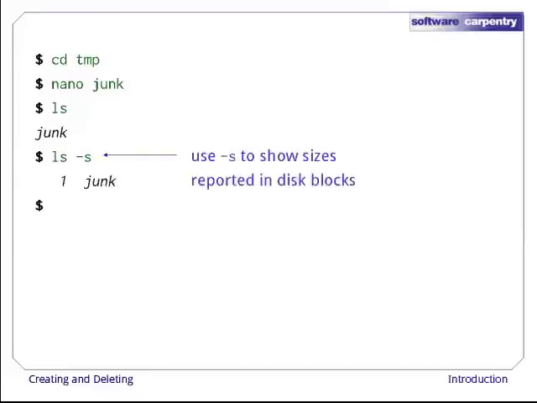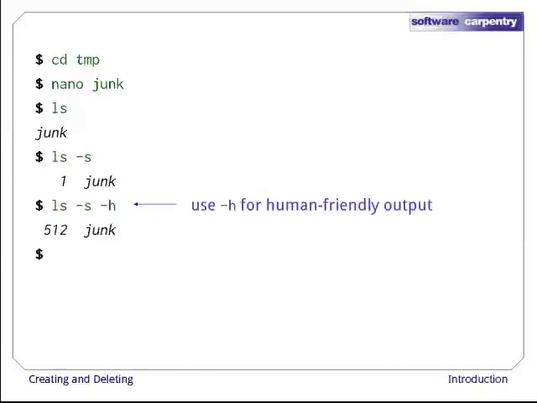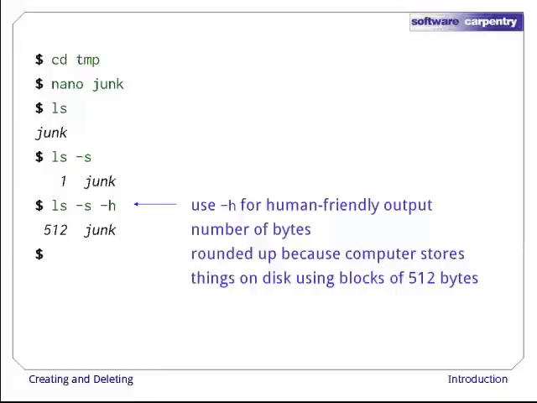Running ls with the -s flag shows us how large things are. Unfortunately, by default Unix reports sizes in disk blocks, which probably isn't the least helpful option imaginable. If we add the -h flag, ls uses more human-friendly units for its output. Here, 512 is the number of bytes the file takes up. This is more than we actually typed in because the computer rounds sizes up. The smallest unit of storage on the disk is typically a block of 512 bytes.